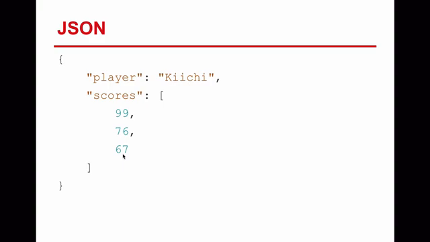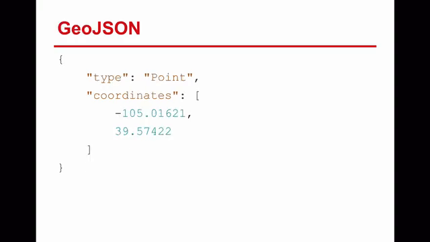So the JSON is much simpler. If you want to describe the dictionary, which is a JSON object, use a curly brace. And if you want to represent something in an array, use square bracket. So the GeoJSON is also just a specific format for geospatial data. So GeoJSON looks like this.